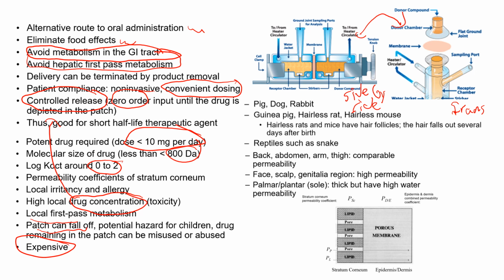Probably won't be asked this, but just for your reference, Franz is vertical, you're moving something through the skin. Side by side is horizontal. This is the skin right here, if that wasn't clear. So horizontal, vertical. I'll draw those arrows to make that more clear.